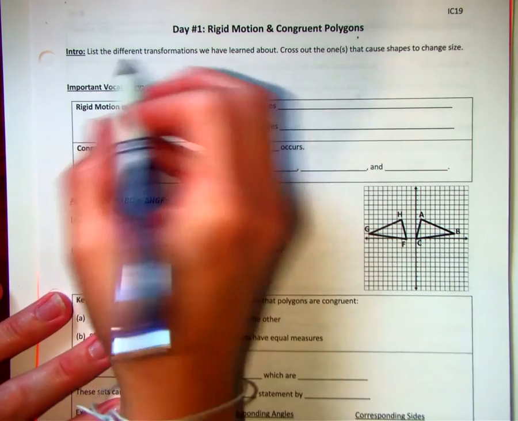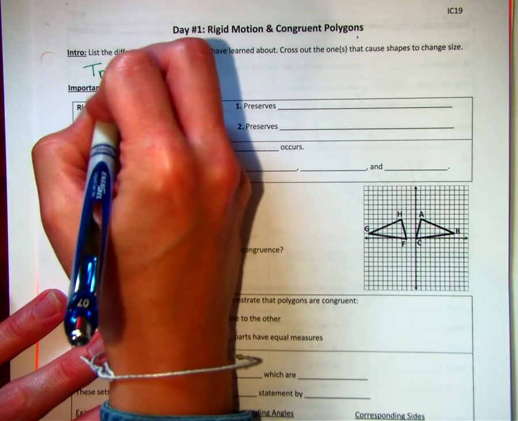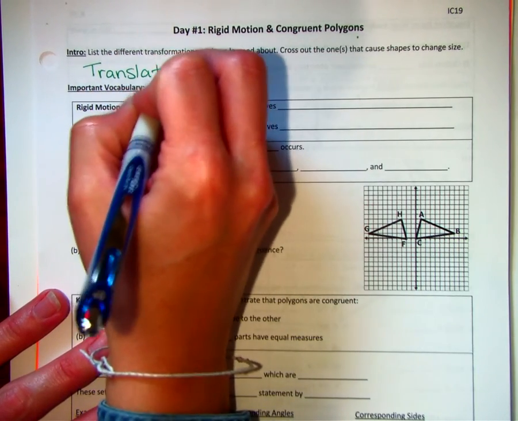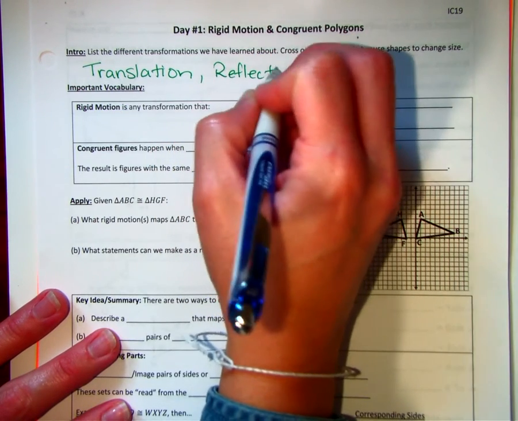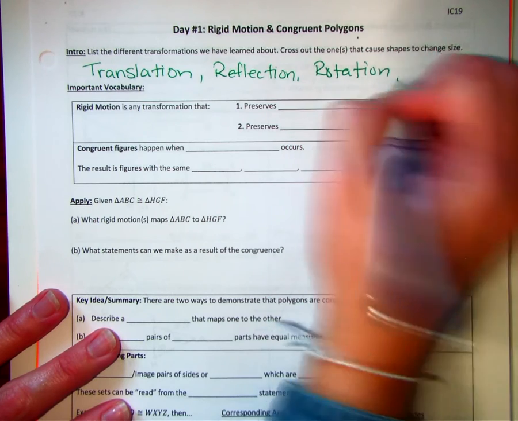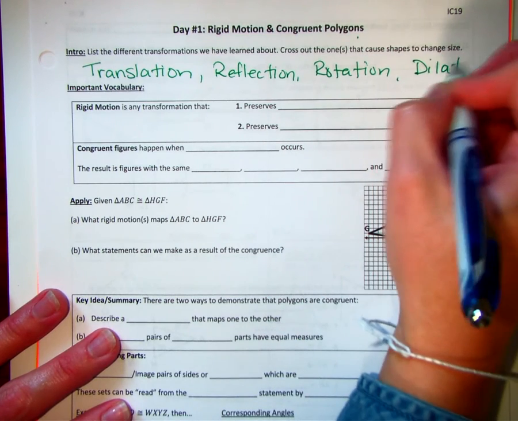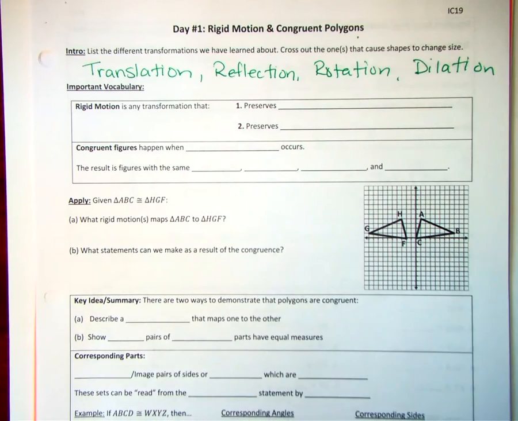So the first part is to list the different transformations. So we have translation, we have reflection, we have rotation, and we have dilation. So those are the 4 from standard 4 that we actually did. We did the translation, we did a reflection, rotation, and a dilation.